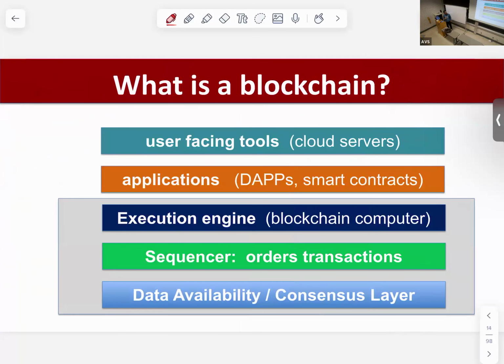As I said, blockchain is not just one layer. The consensus layer or the data availability layer is what we know as blockchains, especially the crypto part of it. But there are a whole bunch of other things that build on top of it to actually build a real blockchain.